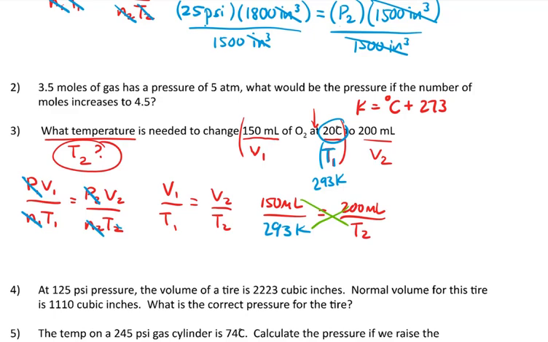So go ahead and work that out. If I cross multiply, I get 293 Kelvin times 200 milliliters equals 150 milliliters times T2.